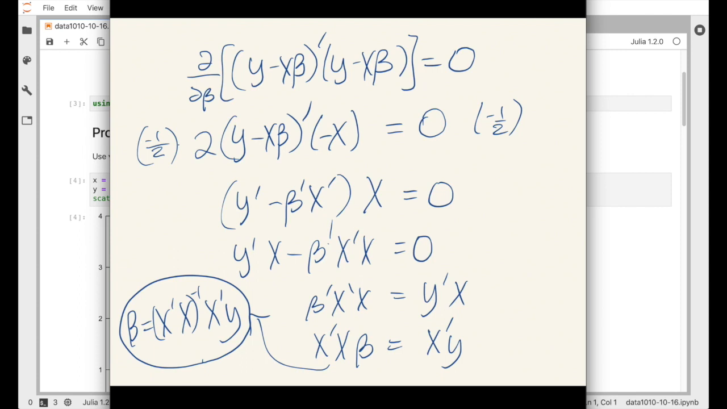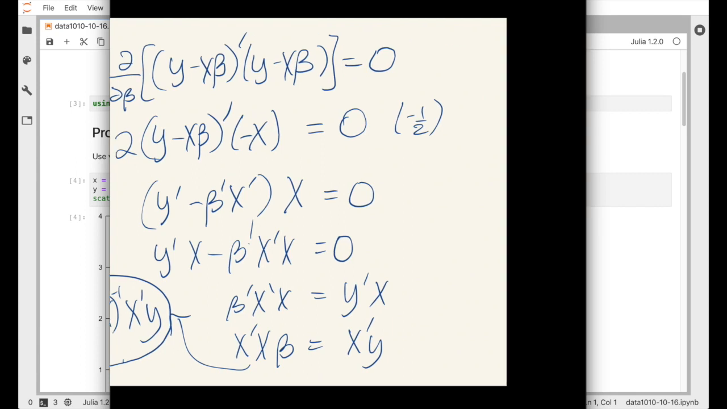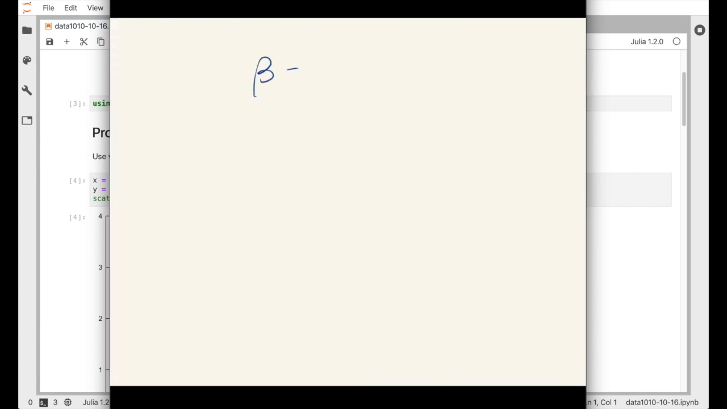Computationally, instead of taking the matrix inverse here, it's much better to just do a linear solve. So in code, we would write beta equals x transpose x and then backslash. So that's sort of like the fraction operator, but it goes the other way. So the numerator, if you will, is on the right-hand side. It's not really a fraction because this is a matrix, but that's the idea behind the syntax. So in code, it looks like this.